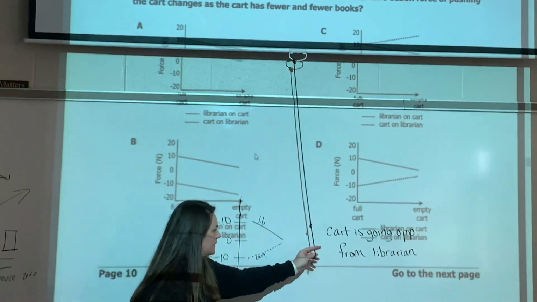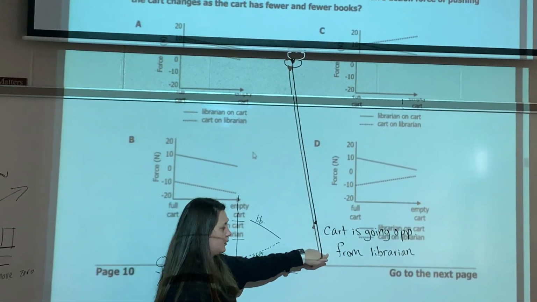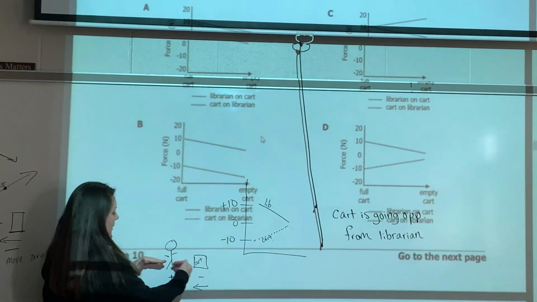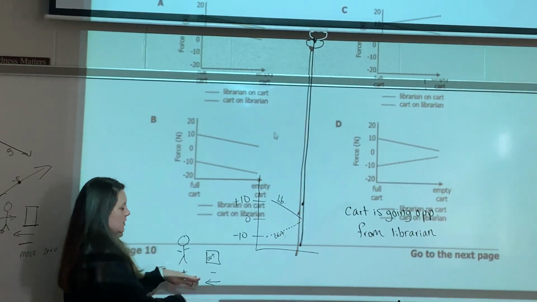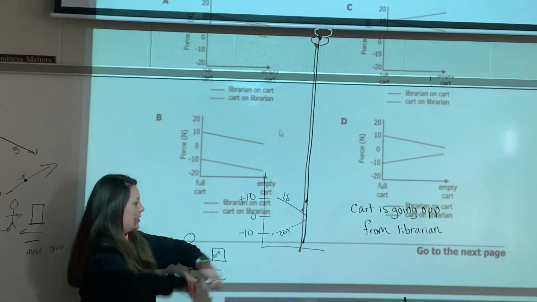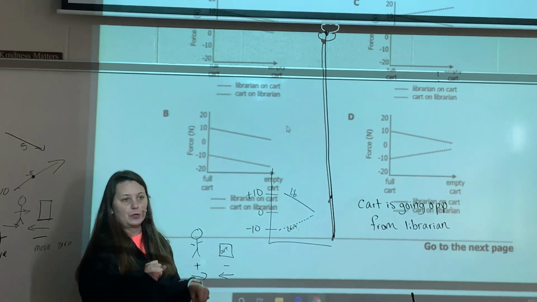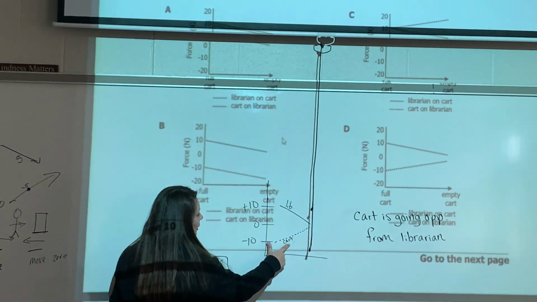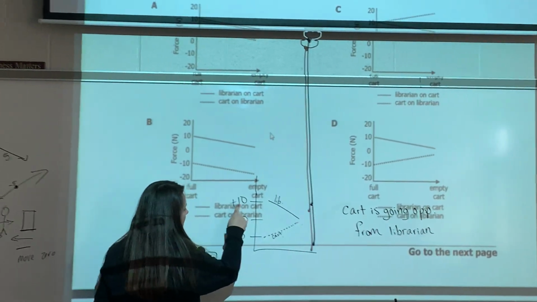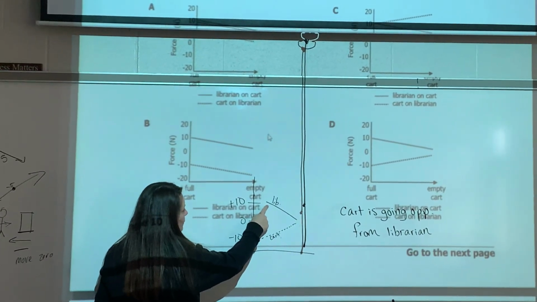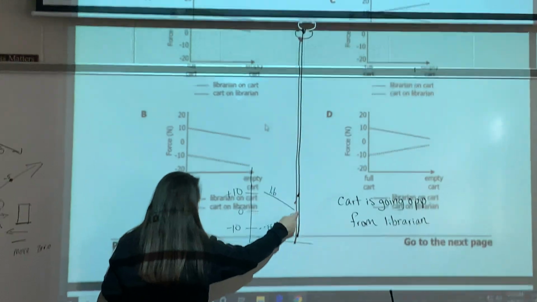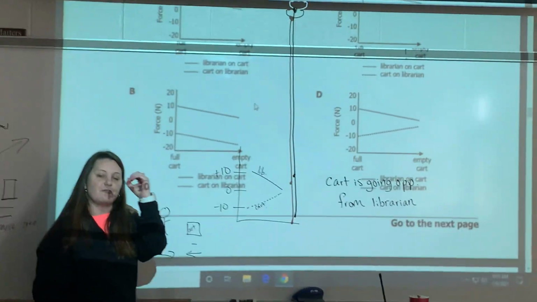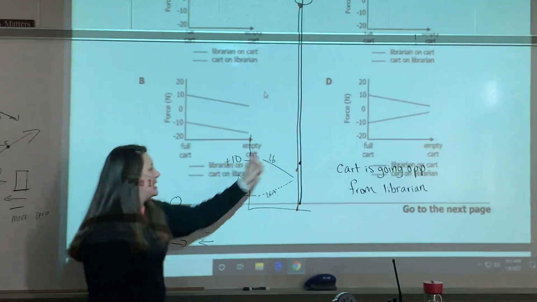So when you look at this, the cart is going opposite from the librarian. And as they're pushing against each other, eventually, as you start pulling these books off, you're not going to have any force that you really need. It's going to go to 0. So this negative 10 with the cart is going to 0, and this positive 10 from the librarian is going to 0. So they're going to meet at 0, not needing a force. Okay? So D is your best answer.